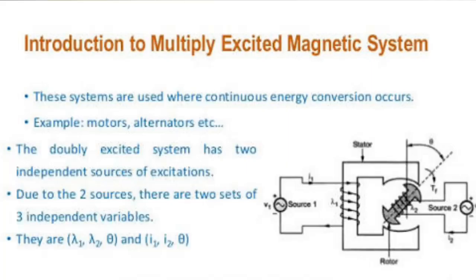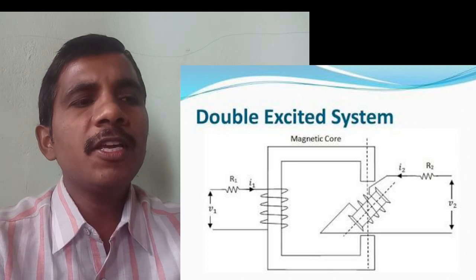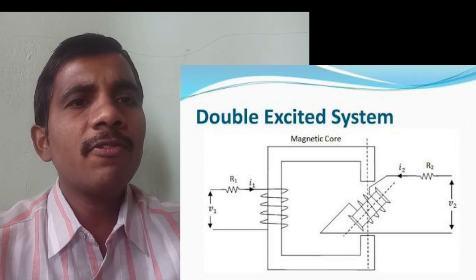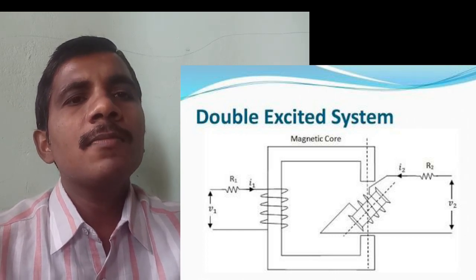Multi-excited systems are particularly used in DC machines, synchronous machines, and loudspeakers. Let us consider a doubly excited system as given below. Giving two supplies to a machine is called a doubly excited or multi-excited magnetic field system. One example is the separately excited DC machine, where we require two supplies: the field winding is excited from a separate source, and the armature is excited from another supply source.